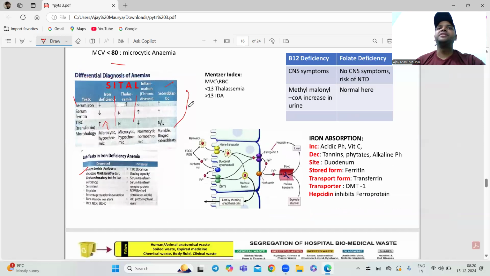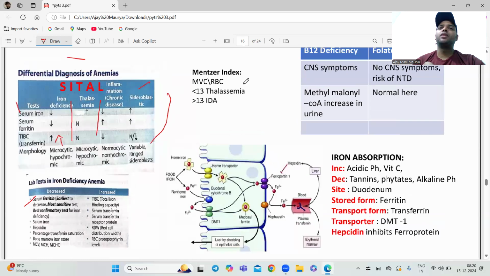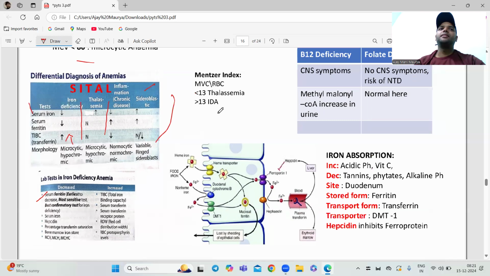So it's the Mentzer index. What is the Mentzer index? It is the mean corpuscular volume, MCV, divided by the RBC count. You have to calculate the Mentzer index. If it is less than 13, it is thalassemia. If it is more than 13, it is iron deficiency anemia.